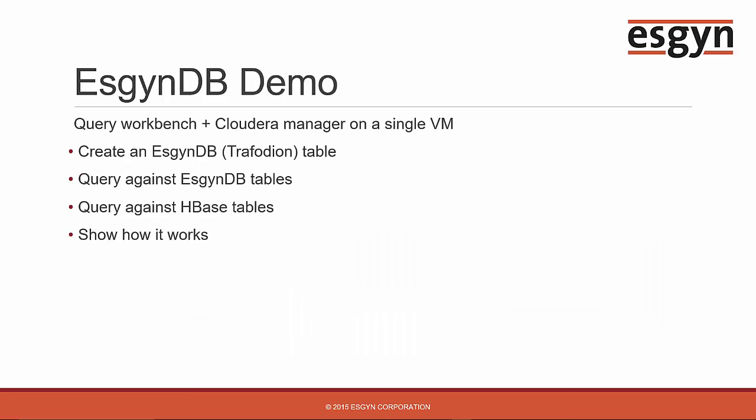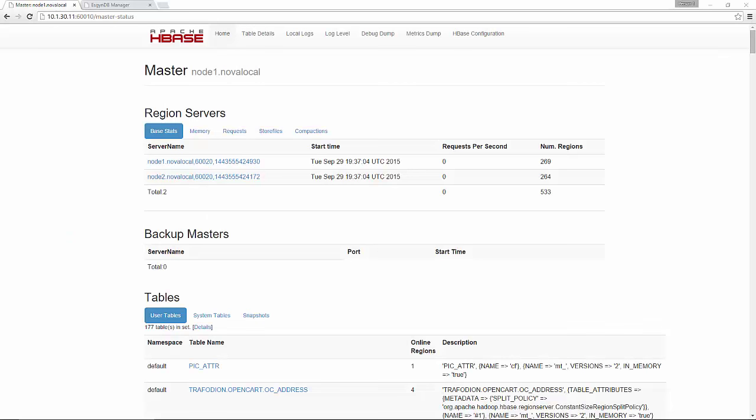Next, we're going to have a demo of EsgynDB. So to start our demo, let's start in the Cloudera Manager. And you can see the HBase page within the Cloudera Manager, and it shows us some interesting things. So in our particular demo, we have a couple of region servers, and we have some tables. And if you squint, you can see there's 177 tables in HBase at the moment.